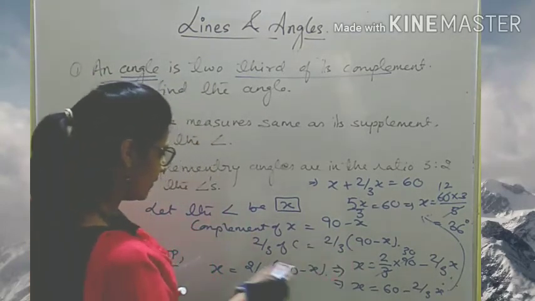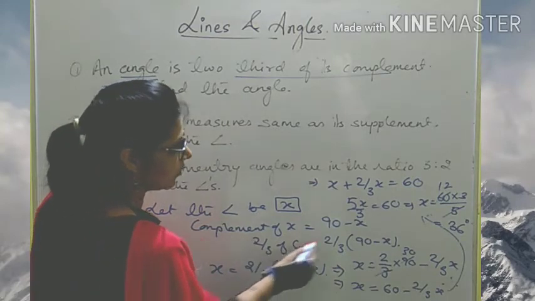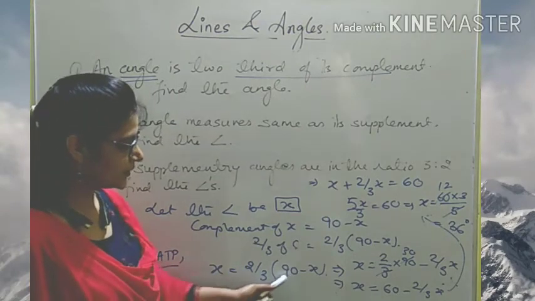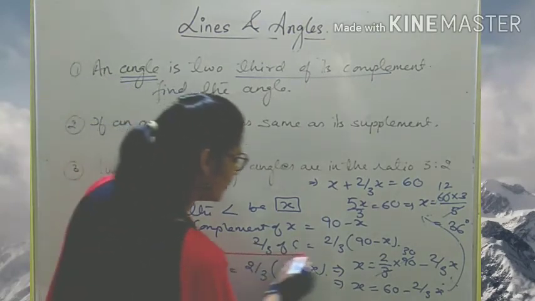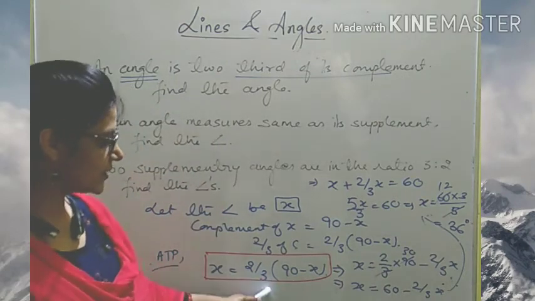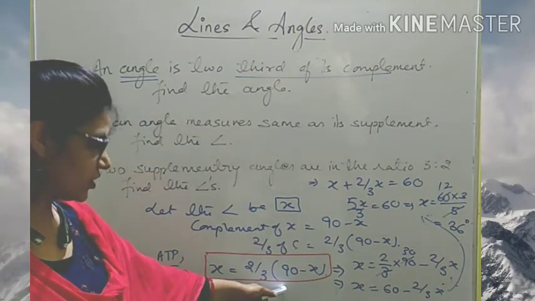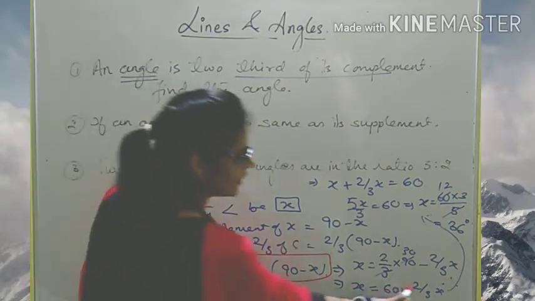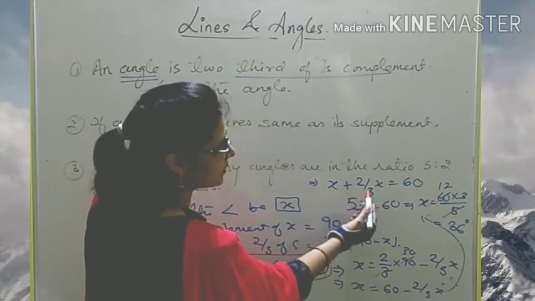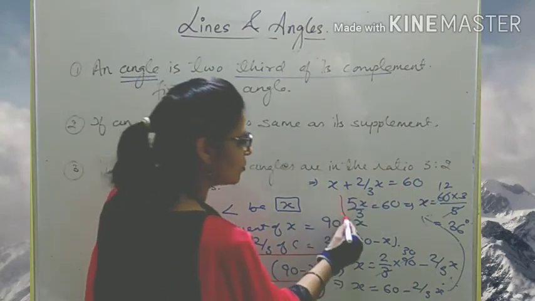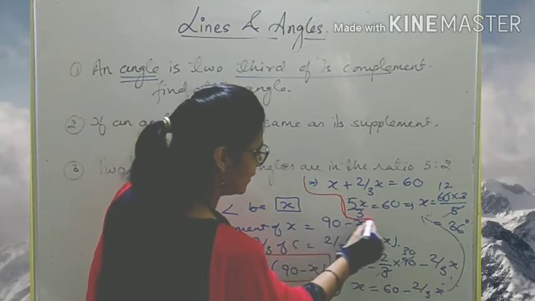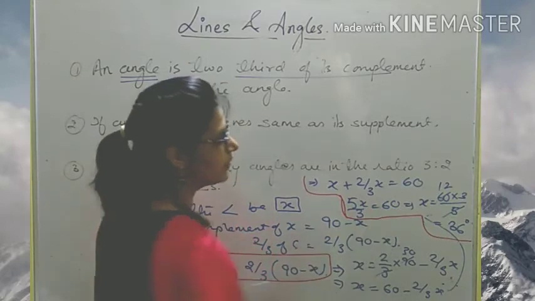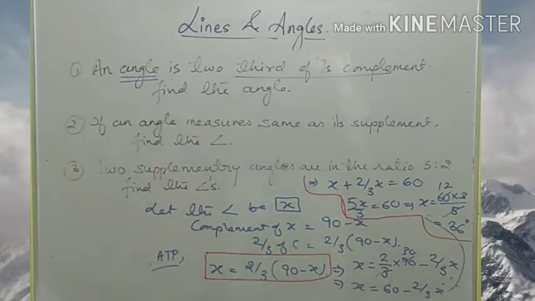Up to here, is it clear? What is given? देखो, 2/3 of the complement is 2 by 3 times (90 minus x). And according to the problem, x equals 2/3 of its complement. So with this, we have got one equation. We will solve this equation. So we will take this x to this side. जब आप x वाले टर्म को इधर लाओगे तो क्या आ जाएगा? x plus 2 by 3x equals 60 degrees. So what are we getting? 5x by 3 is equal to 60 degrees. So by solving, our answer is 36 degrees.